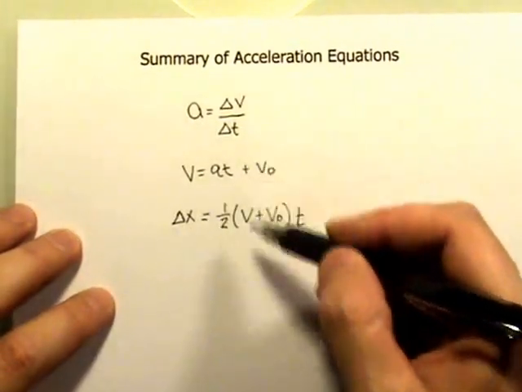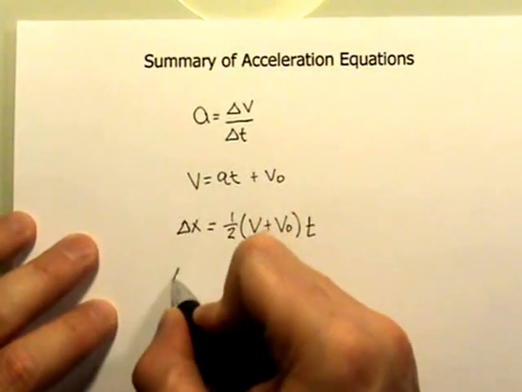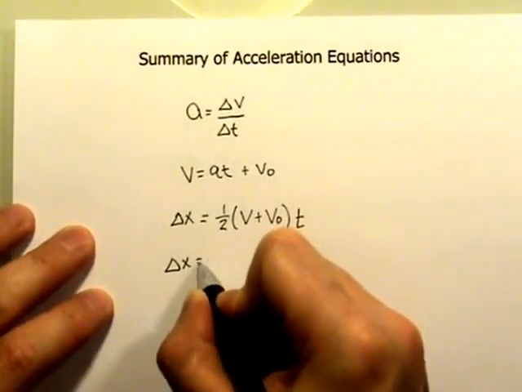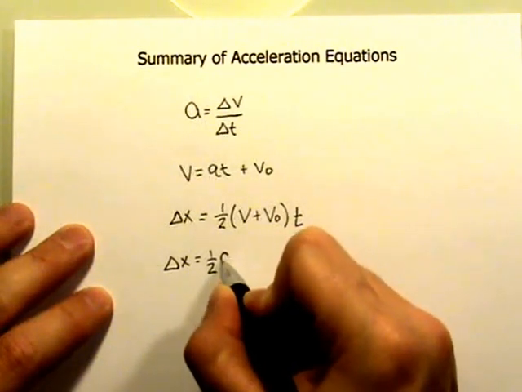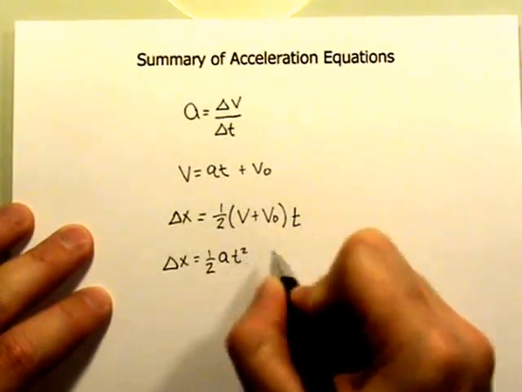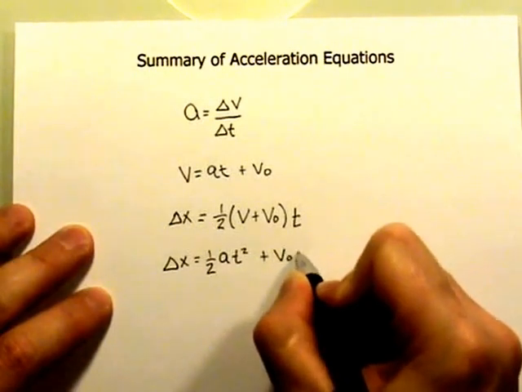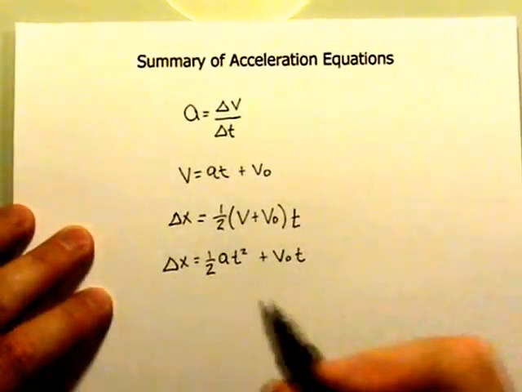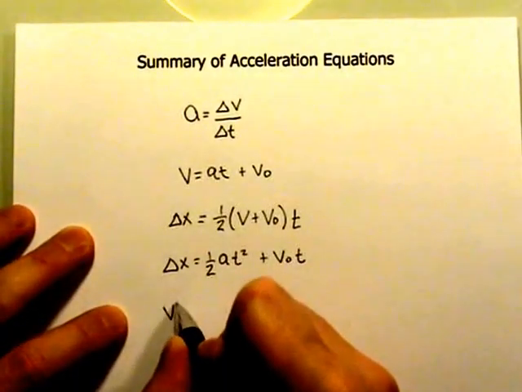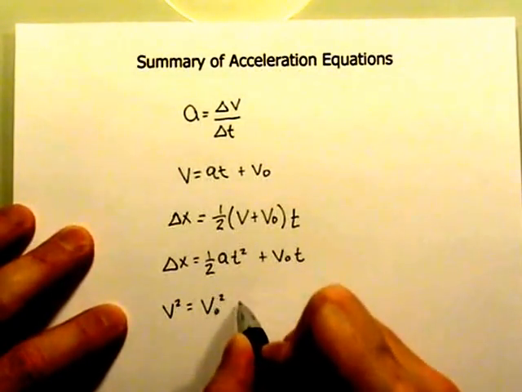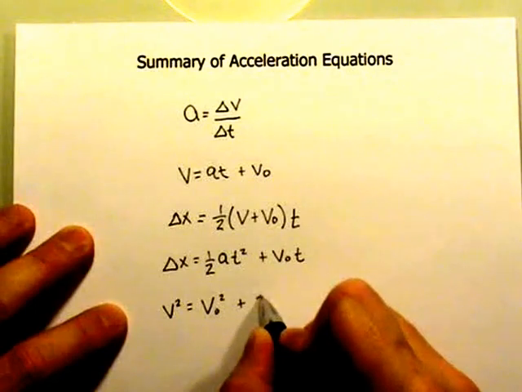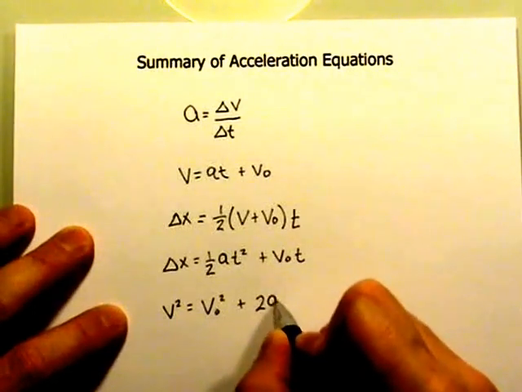We then took these two equations and combined them together to produce two new equations. The first one was delta x equals 1/2 at squared plus v naught t, and our last equation was v squared equals v naught squared plus 2a delta x.